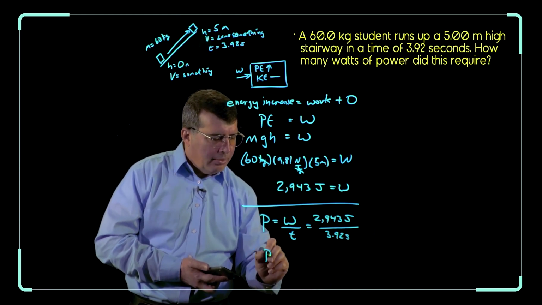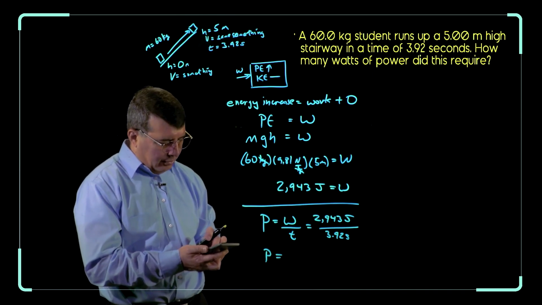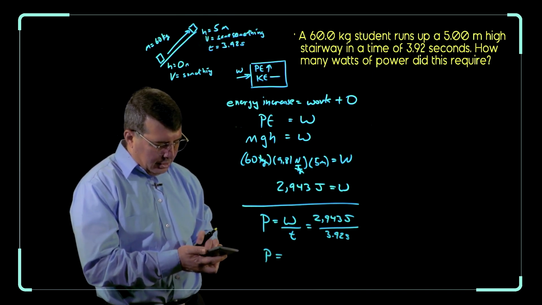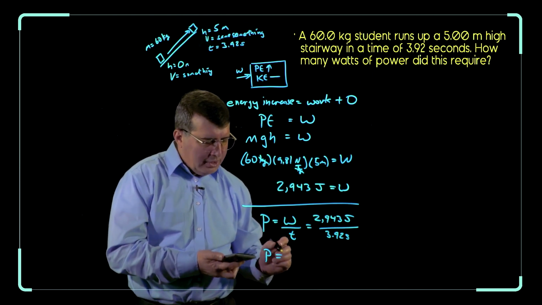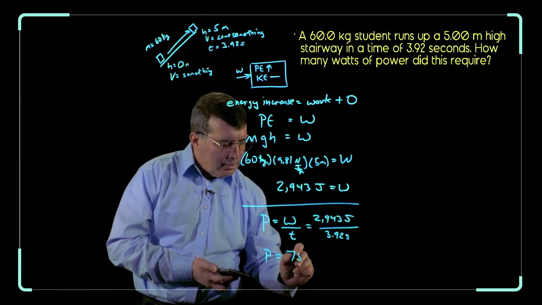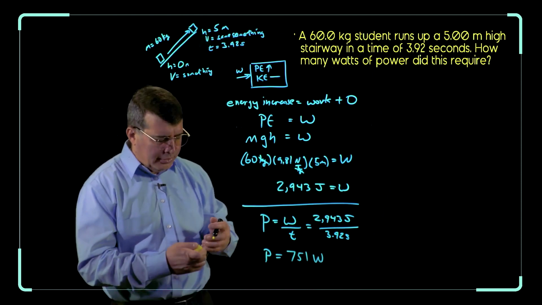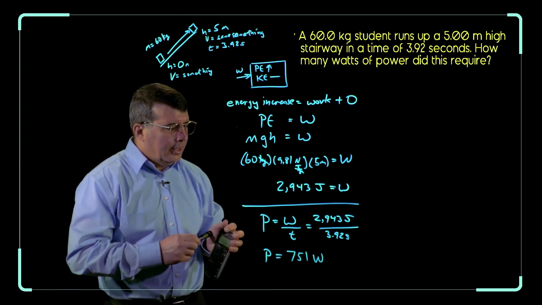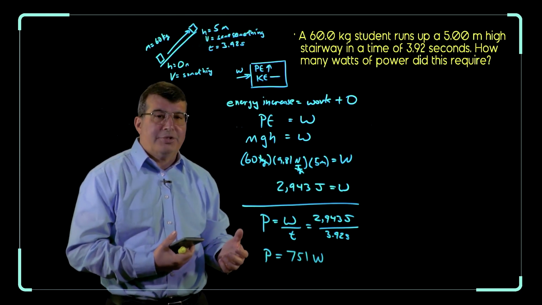And so the power is 2,943 divided by 3.92, and that would be 751 watts of power. So the student can put out 751 watts of power.